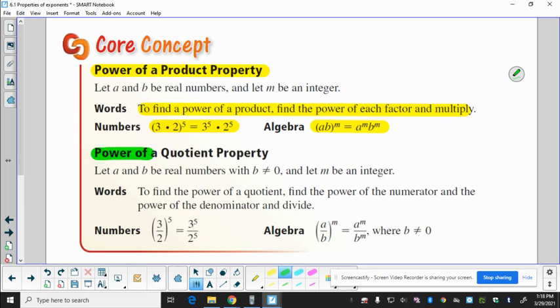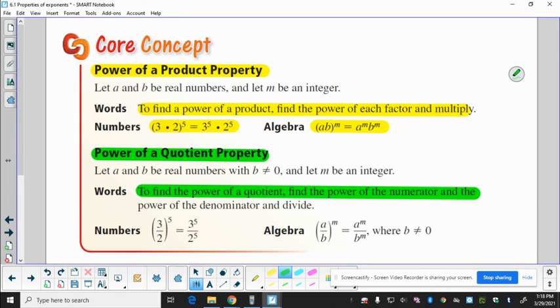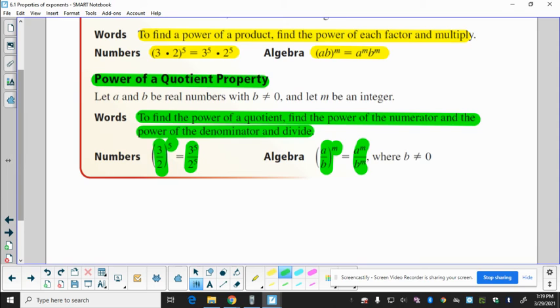And same thing goes here for the quotient property. It's basically the same thing. So if you have a power on the outside, it can basically be distributed with the items on the inside, the terms on the inside. All right, let's go ahead and move on.